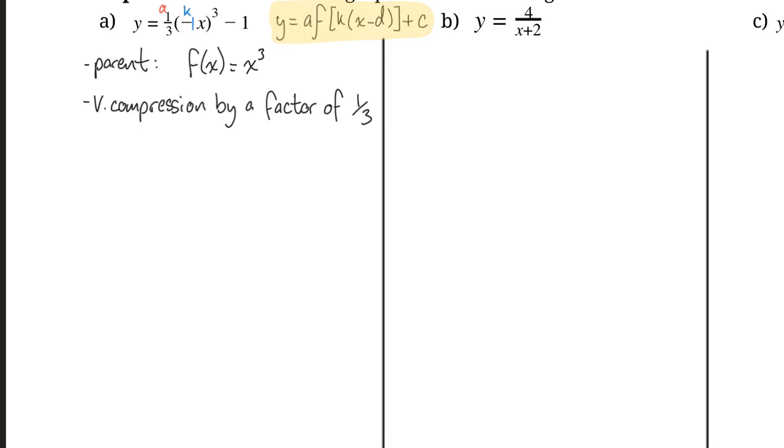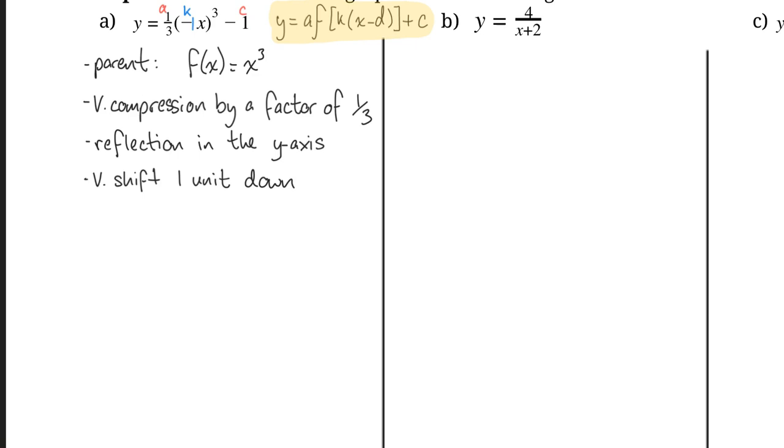And since k is equal to negative 1, there is no stretch or compression, but there is a horizontal reflection in the y-axis. And our last number here is this minus 1. Since it's outside of the cube, it's outside of the function, that must be our c value. And since it's a minus 1, our function is going to shift 1 unit down.